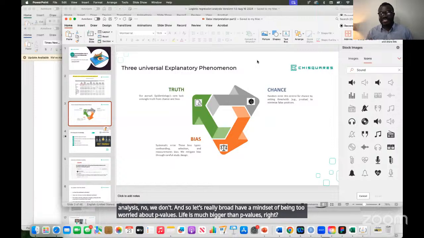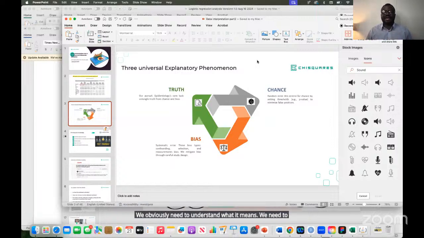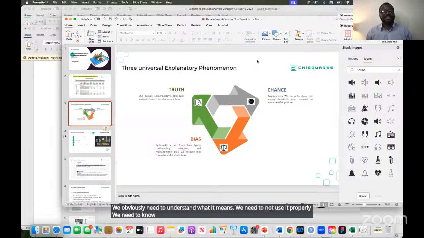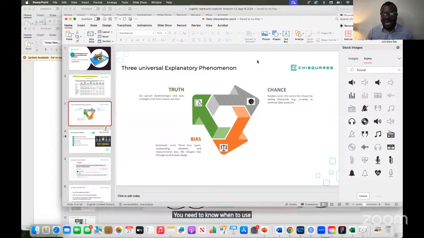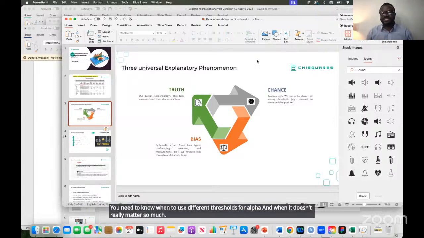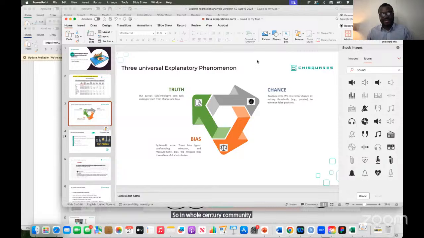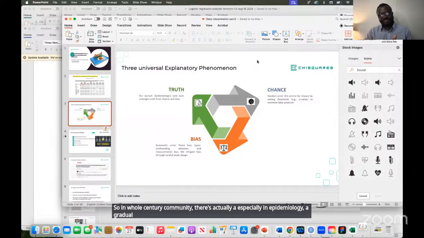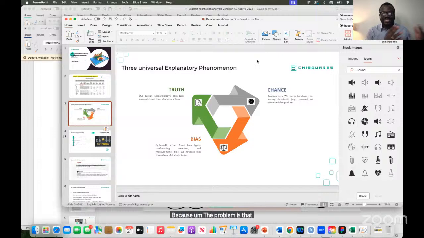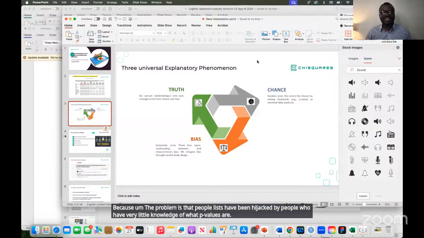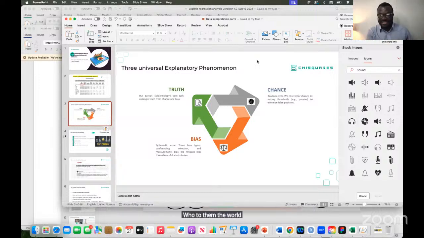We obviously need to understand what it means. We need to know how to use it properly. We need to know when to use it. We need to know when to use different thresholds for alpha, and when it doesn't really matter so much. So in the whole scientific community, especially in epidemiology, there is a gradual distancing away from p-values, because the problem is that p-values have been hijacked by people who have very little knowledge of what p-values are, and to them, the world begins and ends with p-values. And it's like, no, that's not how we do research, or that's not why we do research.